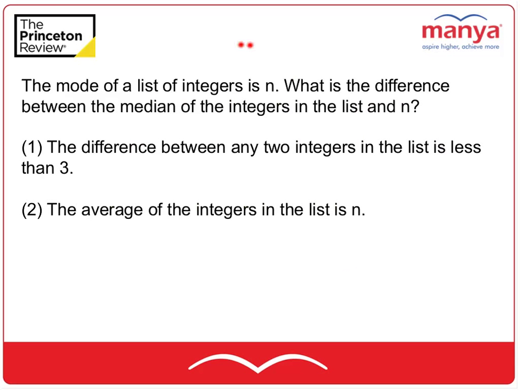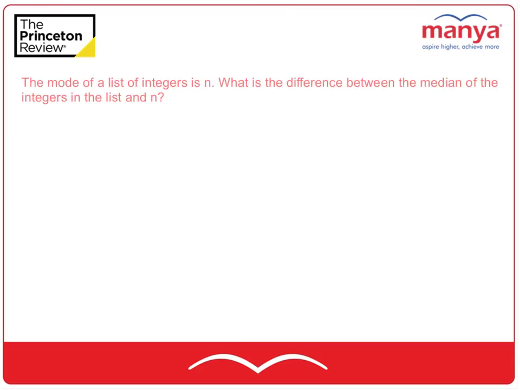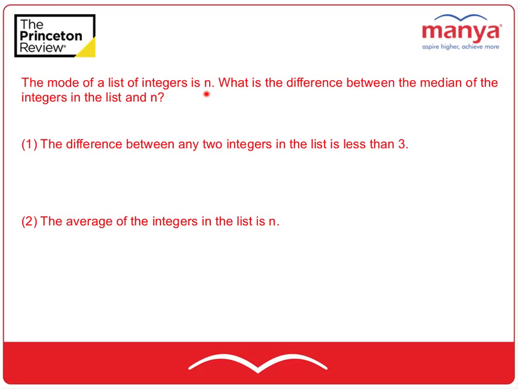So now how to answer this question? As we did earlier, we are first going to concentrate on the main question, right? The mode of the list of integers is n. What is the difference between the median of the integers in the list and n? That is, they wanted the difference between median and mode. So median minus mode is equal to what? That is a simpler version of the question. So do you all remember any formula to do this one? Do we have any formula?